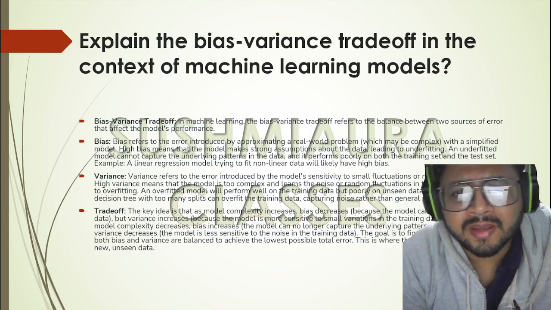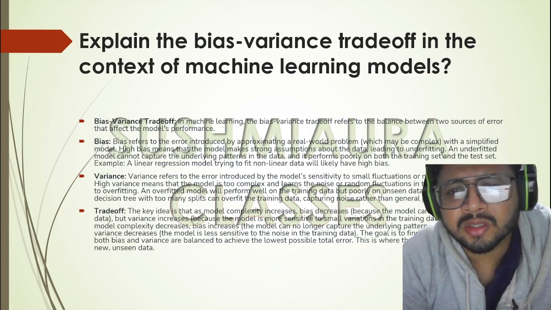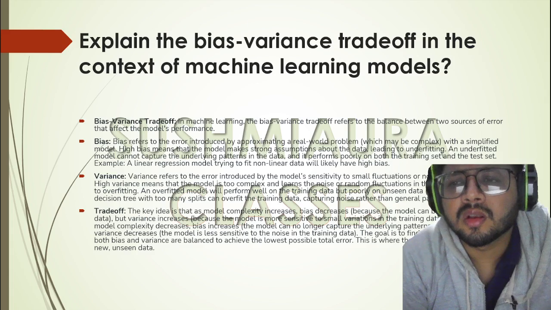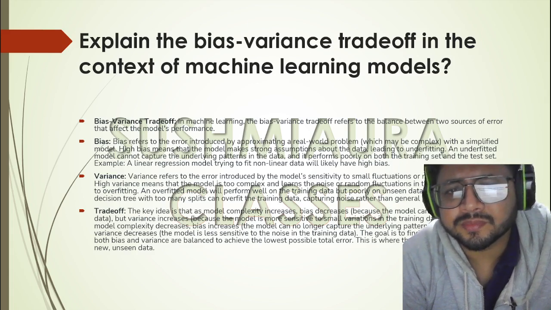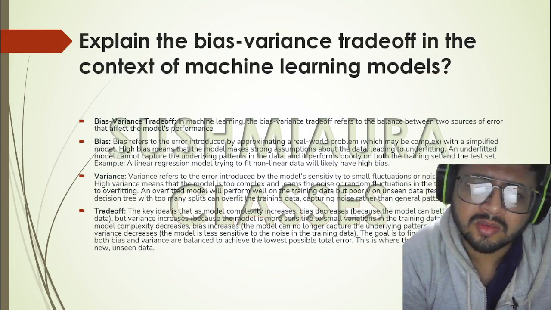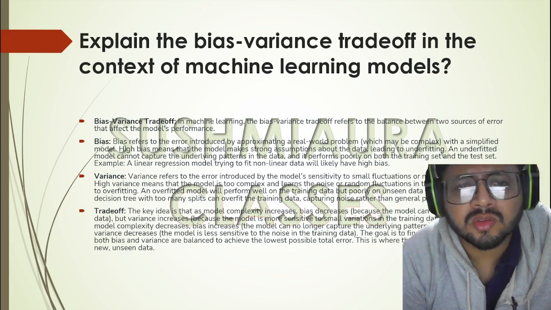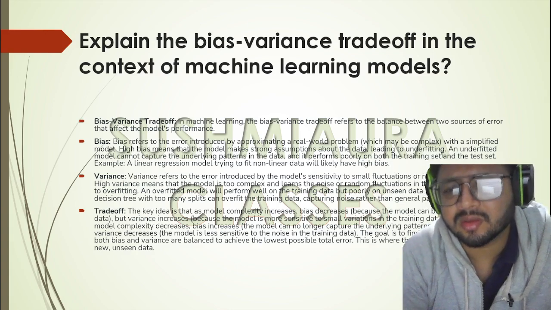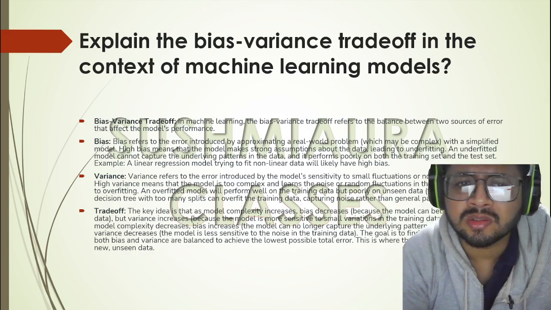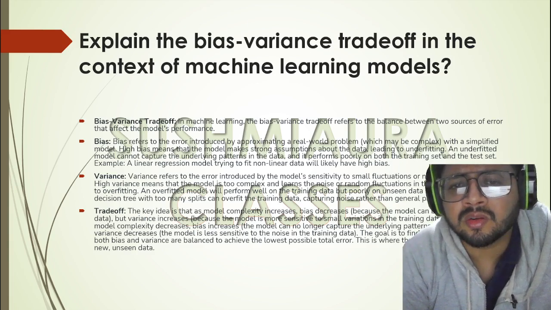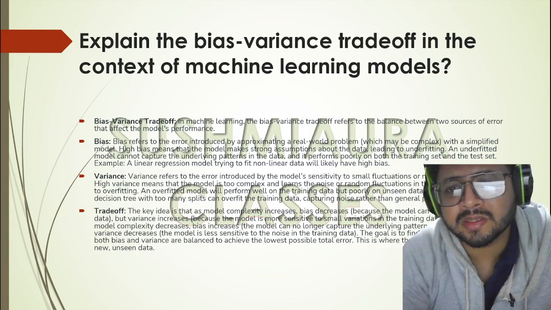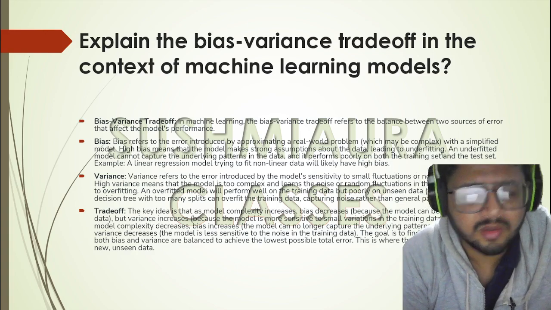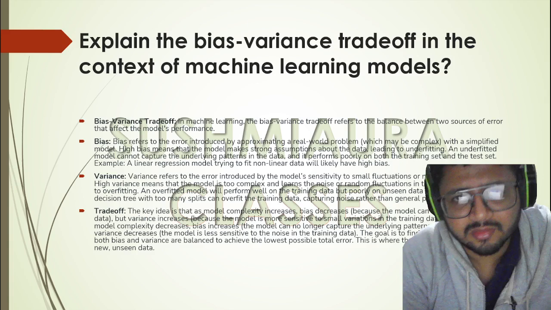Variance you should explain. Variance refers to the error introduced by the model's sensitivity to small fluctuations or noise in the training data. Similarly, you can also explain what is high variance. High variance means that a model is too complex and it includes the noise or the random fluctuations, leading to overfitting. So an overfitted model will perform extremely well on the training data, but it will start failing with the test data. Now, what is the actual thing, the trade-off?